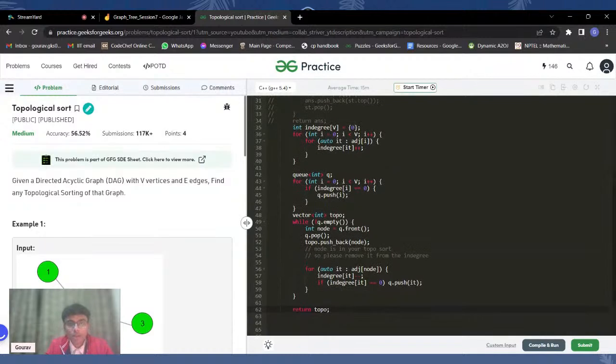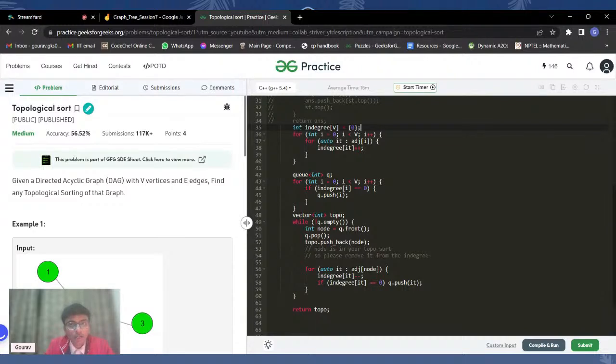Okay, so what exactly will we do here? The first and most important thing is that we have to find the integrity of our graph. And what exactly does integrity mean? Integrity means the number of edges which are basically coming into a given node.